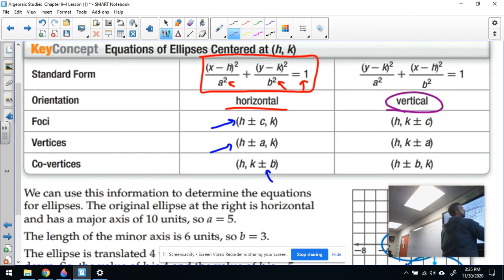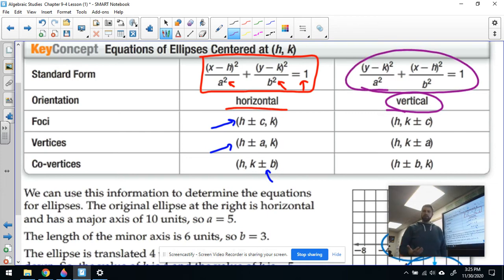We also notice that for the vertical one, same thing, y comes first, a squared is still bigger, and x minus h squared over b squared is still equal to 1, okay?